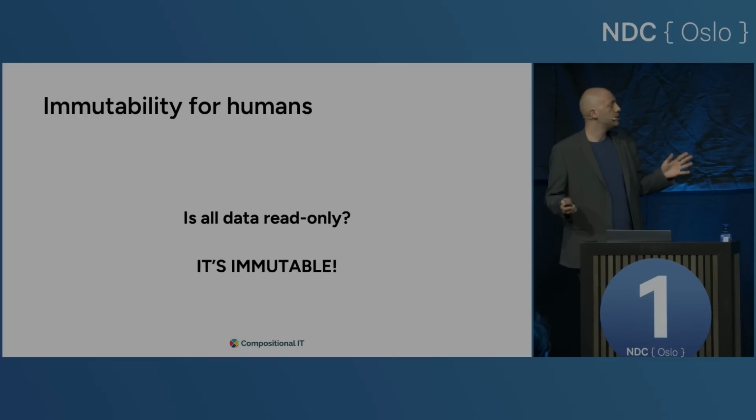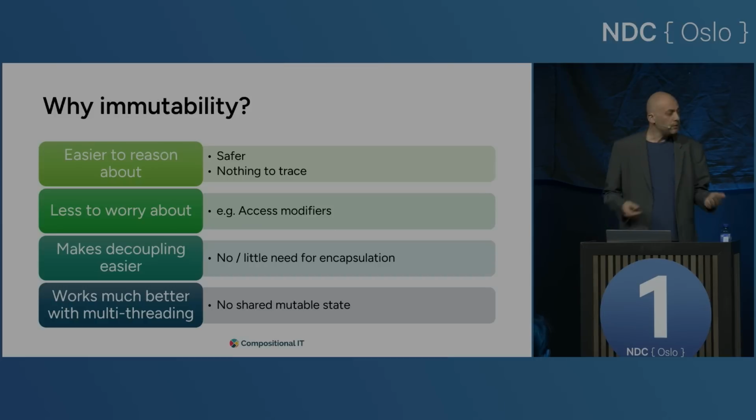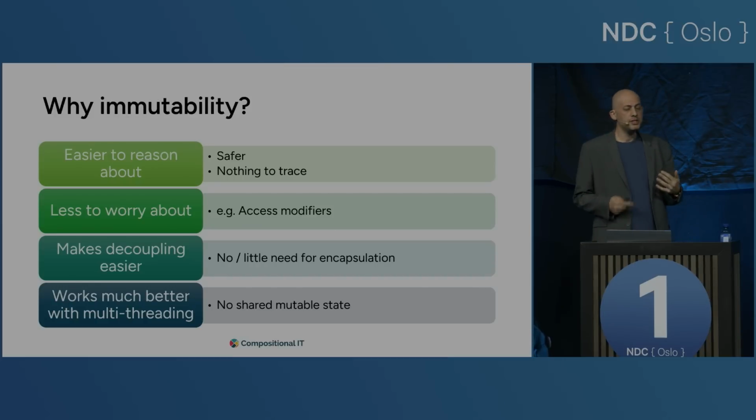So why would we want to do immutability? And it's the same sort of thing. Code is easier to reason about with immutability. You don't have to worry. For example, if you've got an object, you can give it to someone else, some other part of code. You don't have to worry about it changing behind your back. The value is fixed for life.